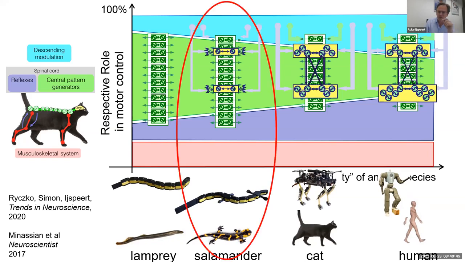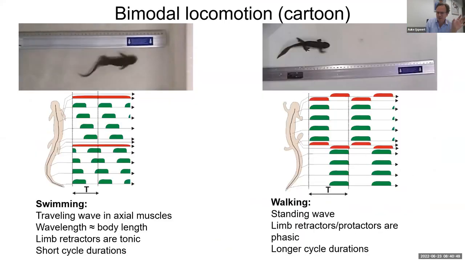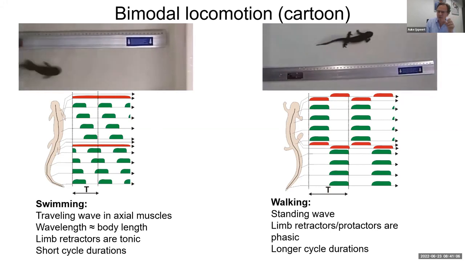So let me show first what we did quite some time ago on the salamander, but that is a good starting point, I think, for the discussion I'd like to have later. So quite some time ago, we wanted to model this beautiful switch of locomotion in salamanders between the anguilliform swimming that you see on the left to the walking trot that you see on the right.